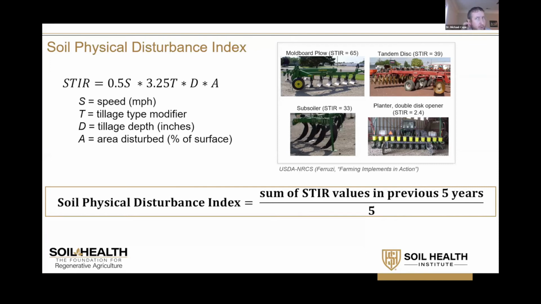So what we did was we used an existing list of implements with known STIR values, and then we worked in close consultation with our partnering scientists to get all of the implements listed and matched with known STIR values the best we could. And from this, we form an estimator of the Soil Physical Disturbance Index as the sum of all the STIR values in the previous 5 years divided by 5. So this becomes an estimate of tillage intensity and frequency over the previous 5 years.